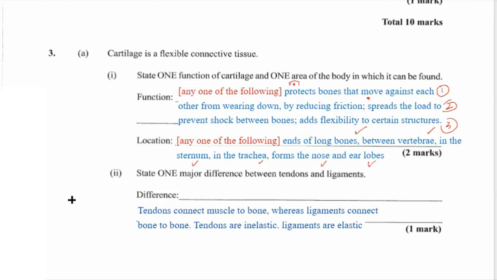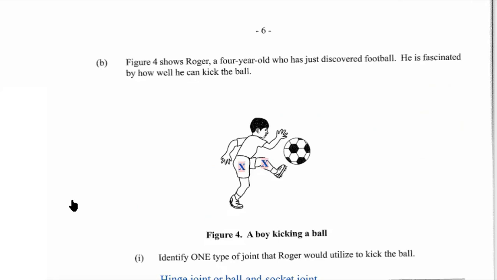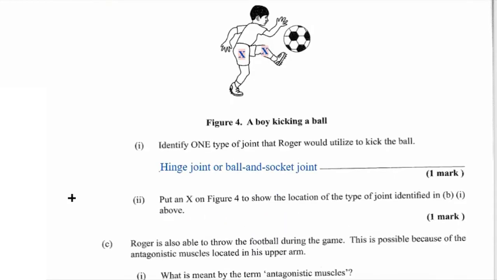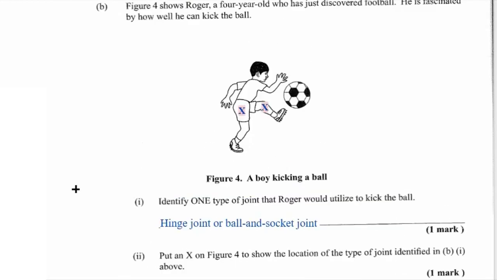Right, now let's look at another part of question 3. Okay, so we have here a boy kicking a ball, and the question is saying he's a 4-year-old who has just discovered football. He's fascinated by how well he can kick the ball. And we just have a picture of a boy kicking a ball. Let's identify one type of joint that Roger will utilize to kick the ball.